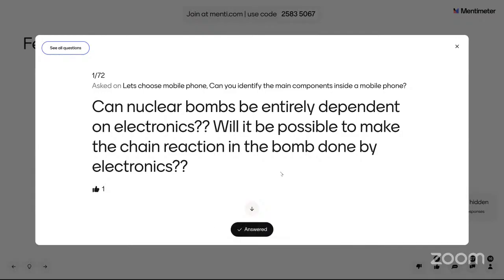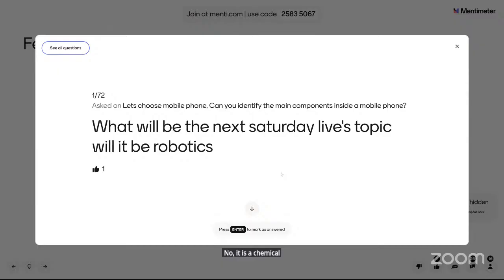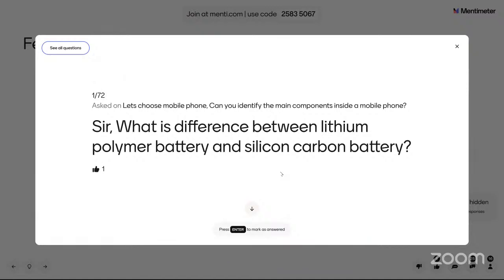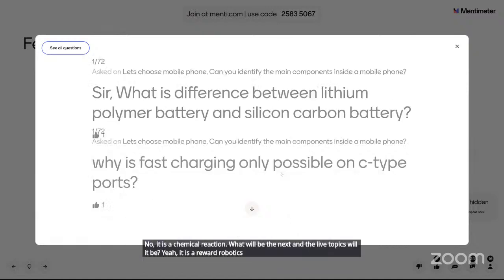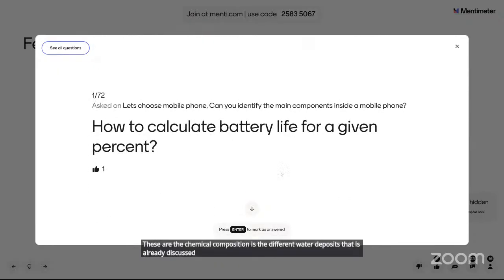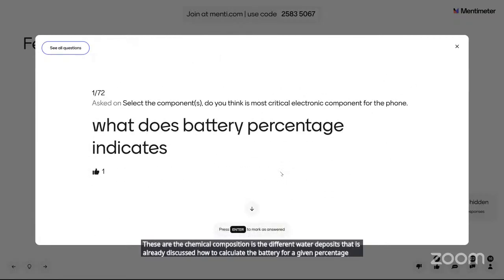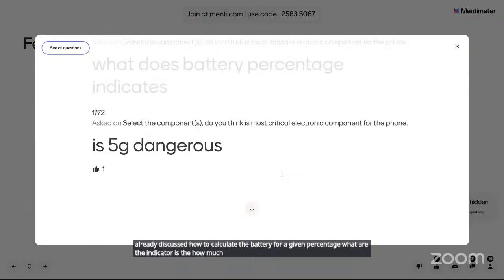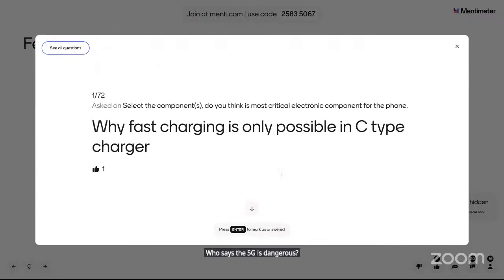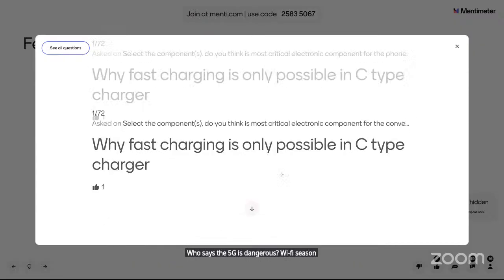No, it is chemical reactions. What will be the next live topic? Yeah, it is robotics. The chemical compositions are different. What is the first? That is already discussed. How to calculate the battery for a given percentage? What does it indicate? It indicates how much current will be remaining. Is 5G dangerous? No. Who says 5G is dangerous? Why fast charging? Already discussed.